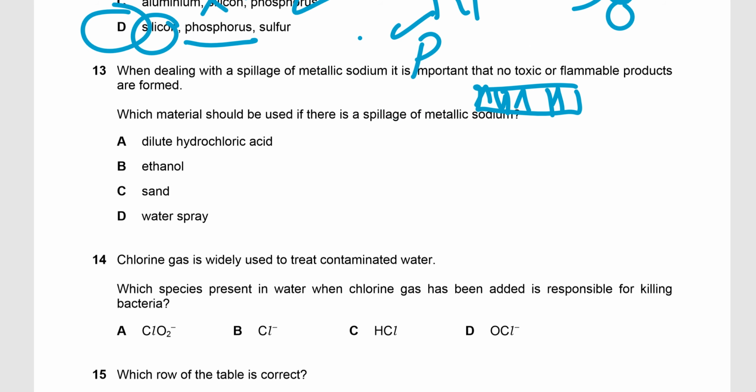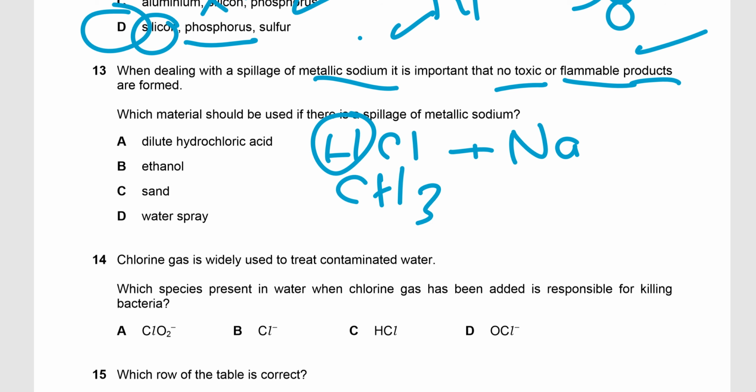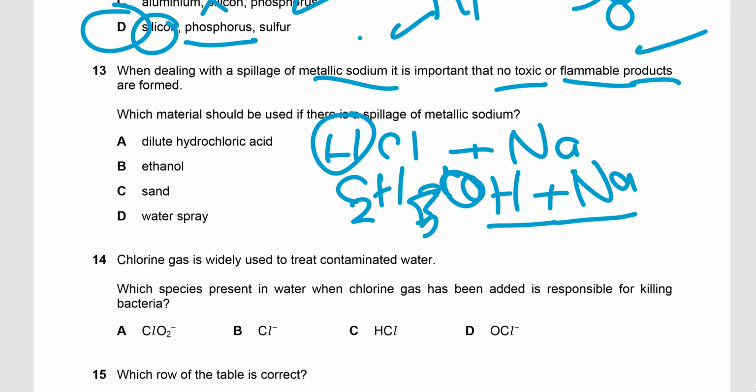In the next question, when dealing with the spillage of a metal like sodium, that means you need to discard this sodium. It's important that no toxic or flammable products are formed. Now, dilute hydrochloric acid, HCl, with sodium, you will form hydrogen gas, which is flammable. If you add ethanol, C2H5OH plus sodium, you'll also produce hydrogen gas, which is a flammable gas.